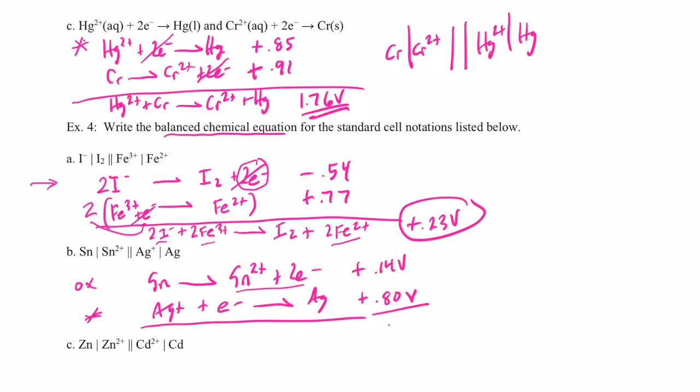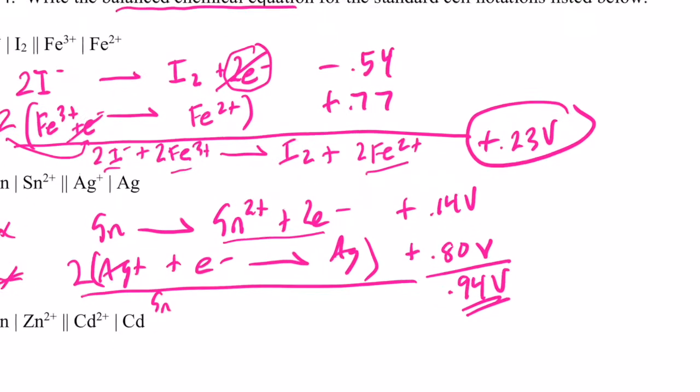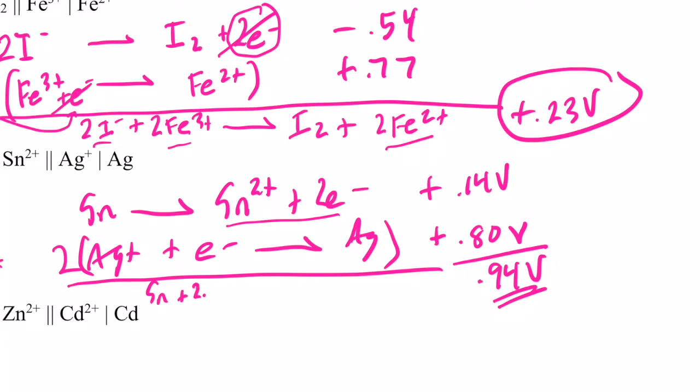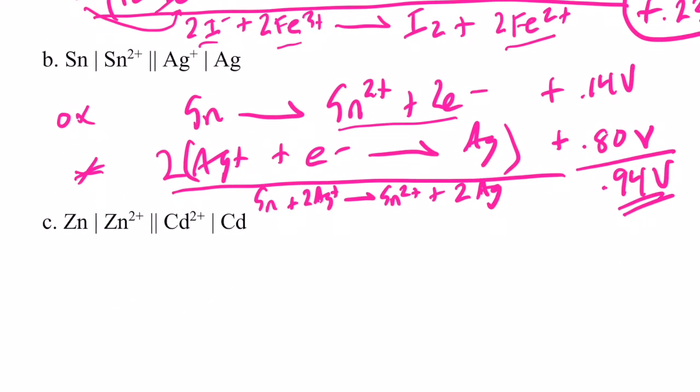So it looks like my potential is going to be a positive 0.94 volts overall. And my overall reaction, I have to double this one here. And it looks like I have Sn plus 2 Ag pluses make Sn2 plus and 2 Ags. How did you do? All right, getting the hang of it, eh? All right, go ahead and try the last example. Pause the video, then come on back and we'll see how you did, okay?